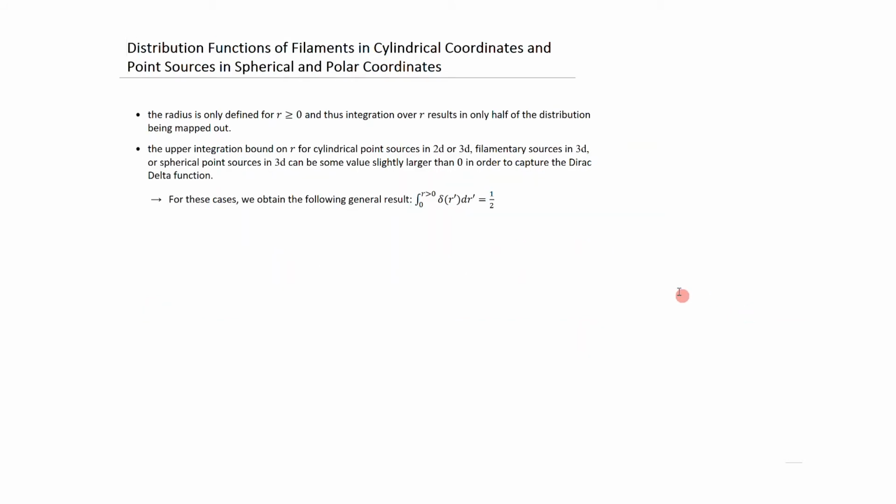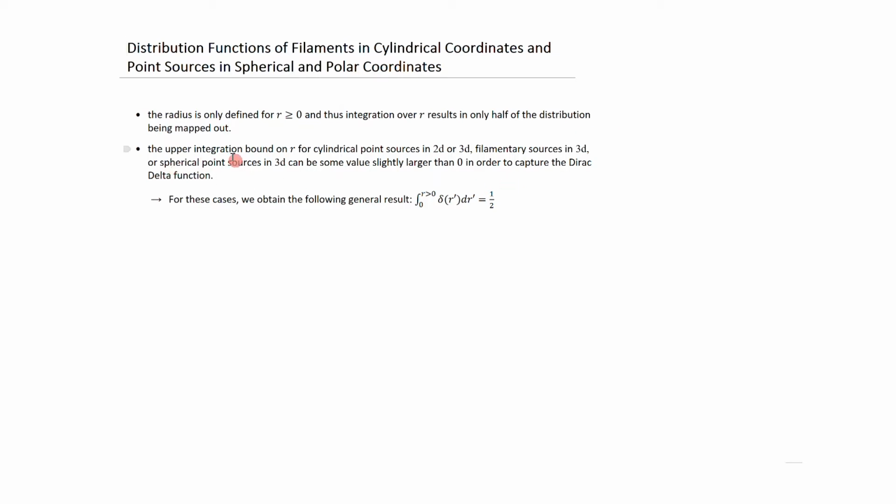All right, so then let's look at distribution functions of filaments in cylindrical coordinates and point sources in spherical and polar coordinates. In this case, we're dealing with transformation of coordinates, so we're dealing with a radius, but radius is only defined for r greater than or equal to 0. And therefore, when we do an integration of a Dirac delta function in either one of these coordinate systems, we're only basically capturing half the distribution.